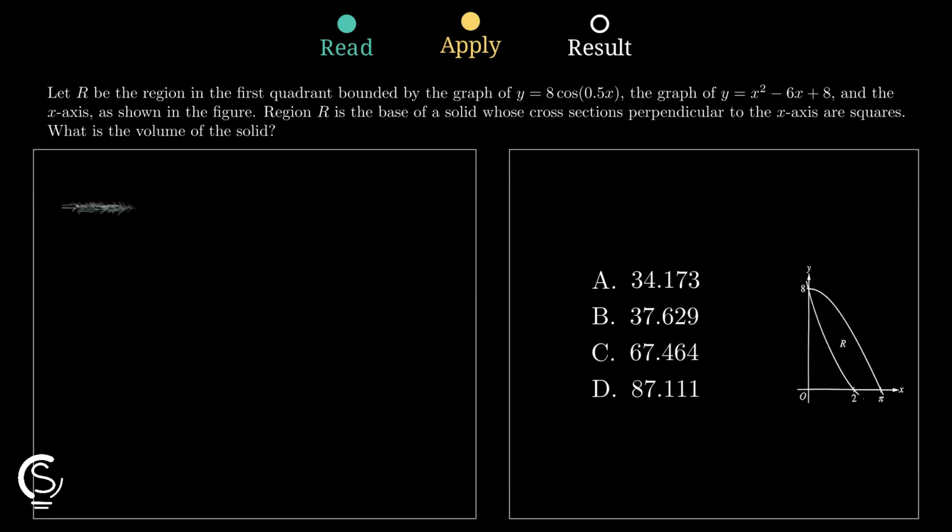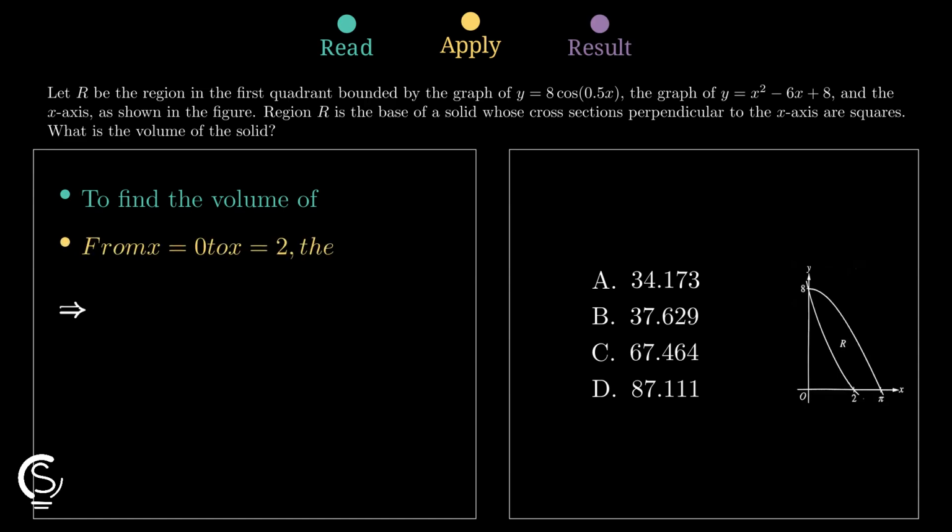Next, we set up the integral for the volume by squaring the difference between these two functions. This represents the area of each square cross-section along the x-axis. Finally, evaluate the definite integral from 0 to the intersection point. This calculation yields 34.173, which is option A.